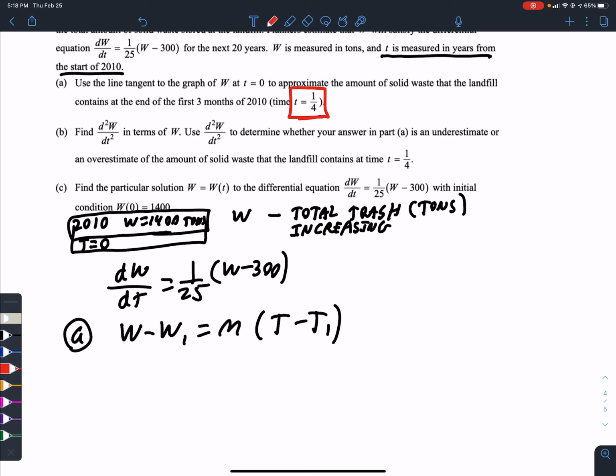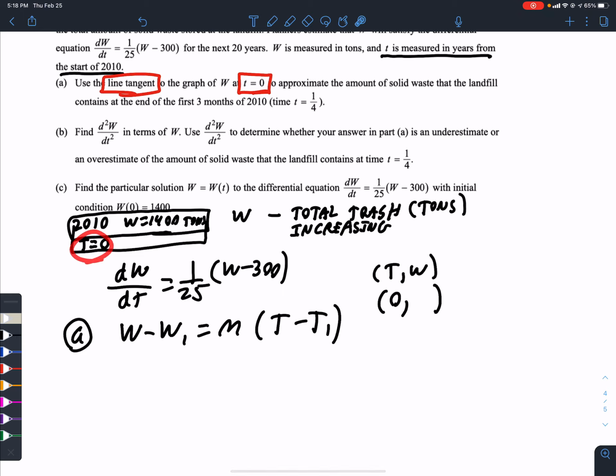No, liar, liar, pants on fire. The tangent line at T equals 0. You want the tangent line at T equals 0. So we know the point is going to be 0. But that's T. What's W? I need W. So this will be T, W. Okay? What's W when T is 0? Well, they told us that. Look, when T is 0, we have 1,400 tons. So that's 1,400 tons. That's our point of tangency.